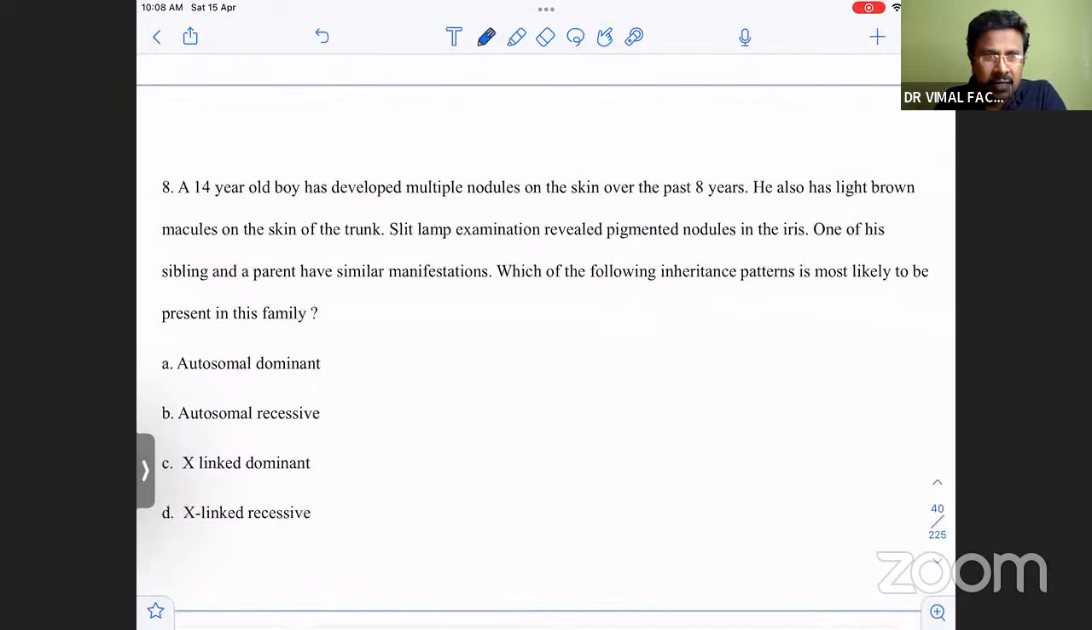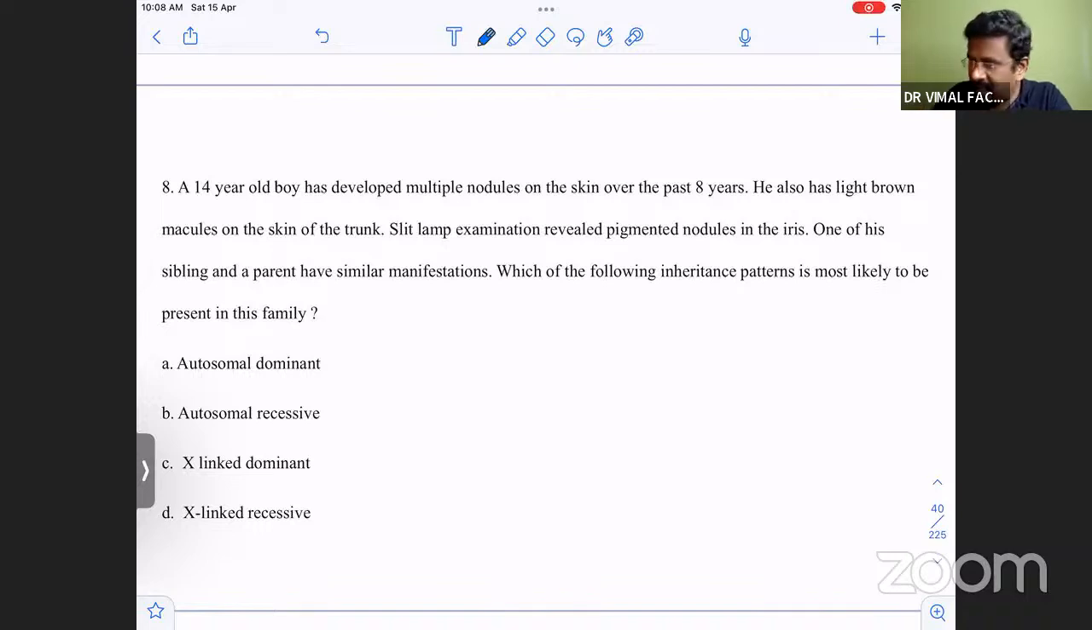Now, moving on to the next question. A 14-year-old boy has developed multiple nodules on the skin over the past 8 years. He also has light brown macules on the skin of the trunk, and a slit lamp examination revealed pigmented nodules in the iris. One of his siblings and a parent have a similar manifestation. Which of the following inheritance patterns is most likely to be present in this family?